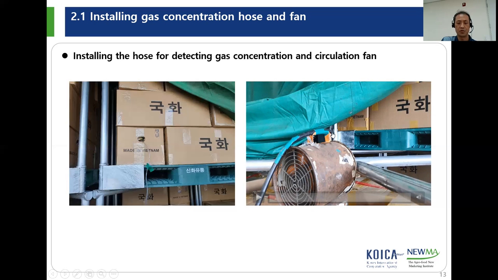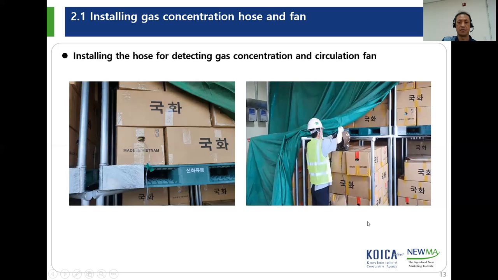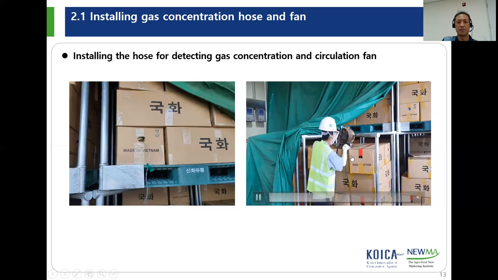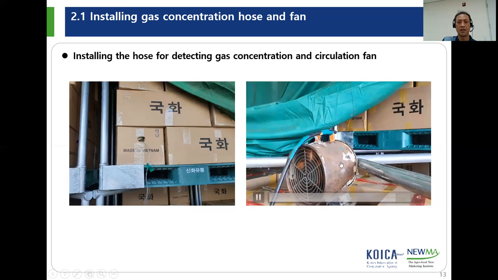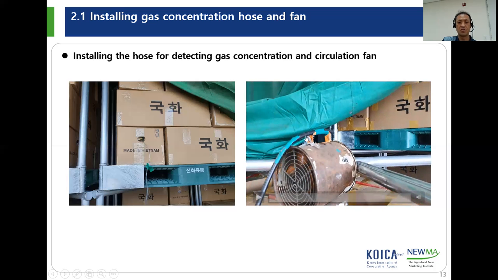The fumigation hose should be put on the fan. Chrysanthemum is fumigated in this trial. This is a chrysanthemum. I can play again. We should put the circulation fan, and then the methyl bromide introduction line should be put on the circulation fan.